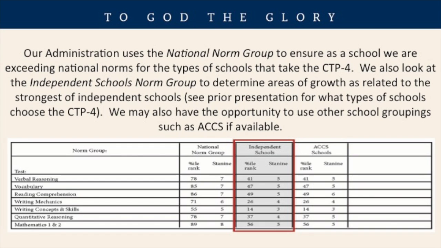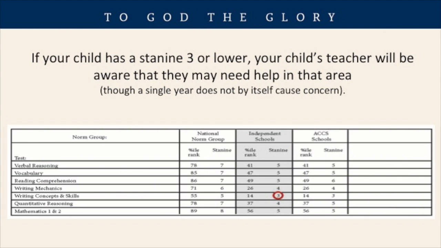Please, if you haven't seen the prior presentation or video number 1, that will help explain what types of schools choose the CTP-4. We might also have the opportunity to use other school groupings, as you can see in the 3rd column, such as ACCS. ACCS is the Association of Christian Classical Schools. So staying on this report, let's look at the numbers. Now that you understand the difference between percentile rank and percentile, this is the first report where you'll actually see percentile rankings.